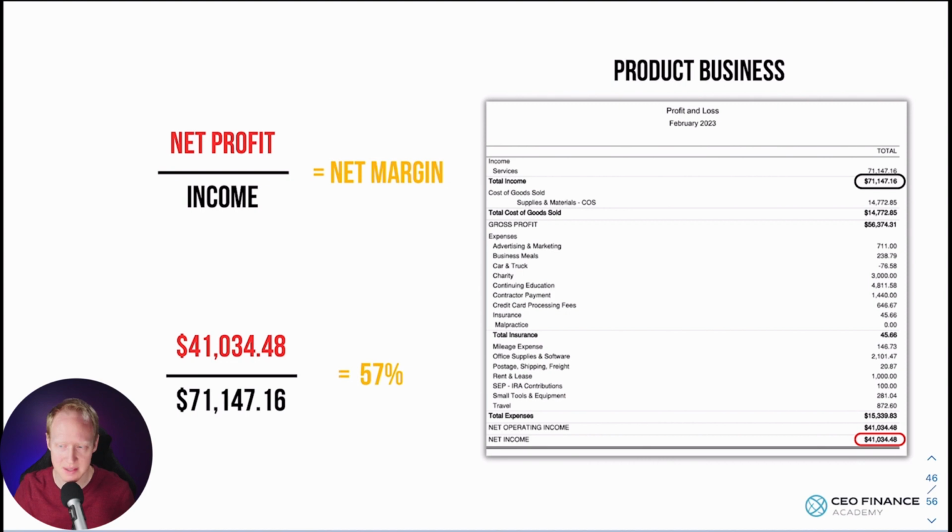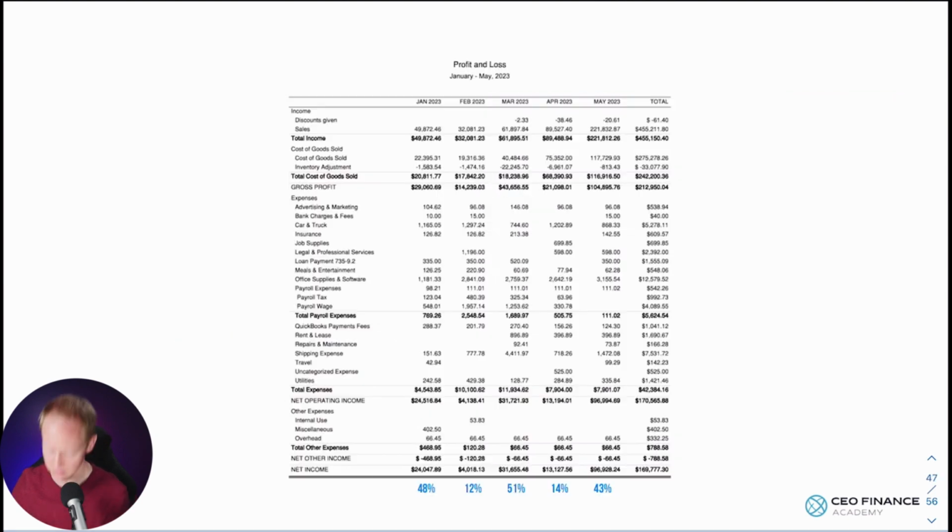But in a product-based business, same thing, right? Here we're sitting at 57% net. Again, ridiculous margins. This owner does have a ridiculously profitable business, but we're probably sitting at more like 20 to 30% net on this business, but it is what it is.